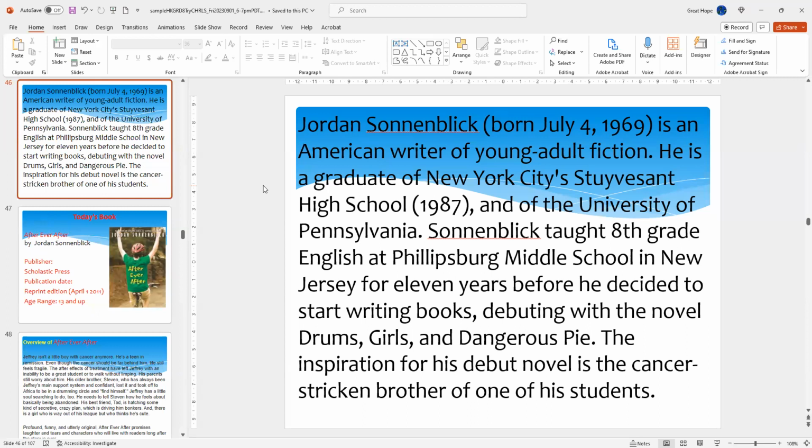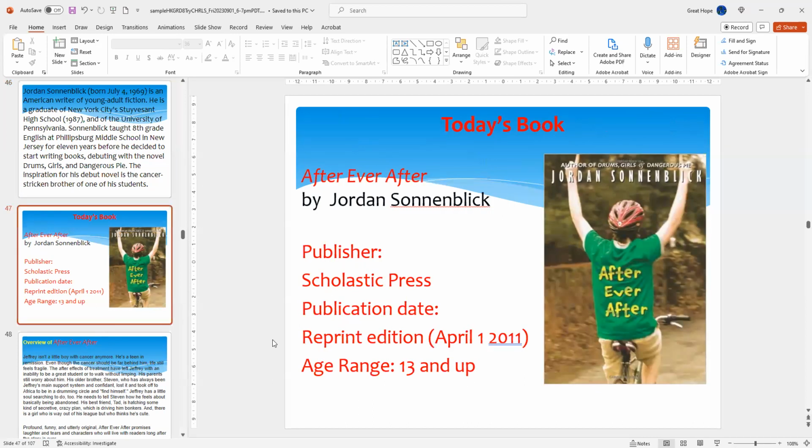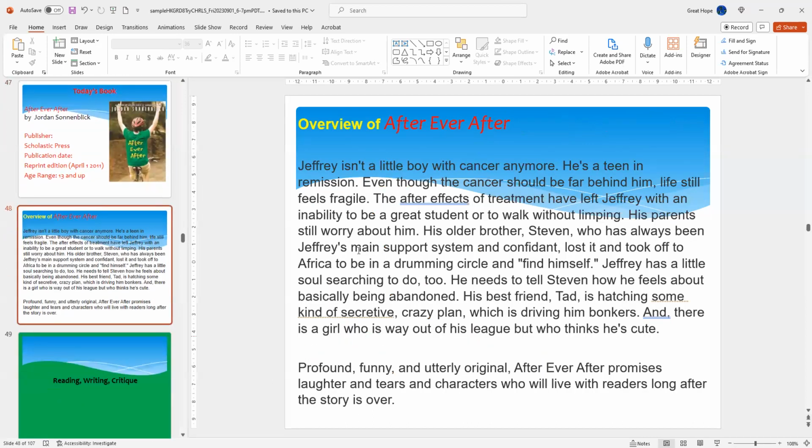So Sonnenblick taught 8th grade English at Phillipsburg Middle School in New Jersey. It's not in Pittsburgh, but in New Jersey. Very funny name. All right. So for 11 years before he decided to start writing books. Some of the books: Drums, Girls, and Dangerous Pie. The inspiration for his debut novel is the cancer-stricken brother of one of his students. All right. So anyway, let's take a look at what his story is about.